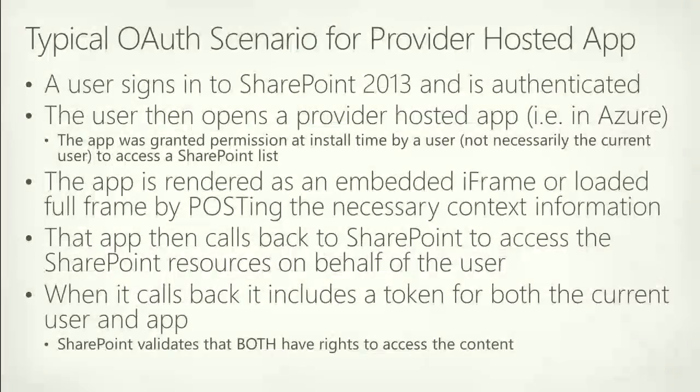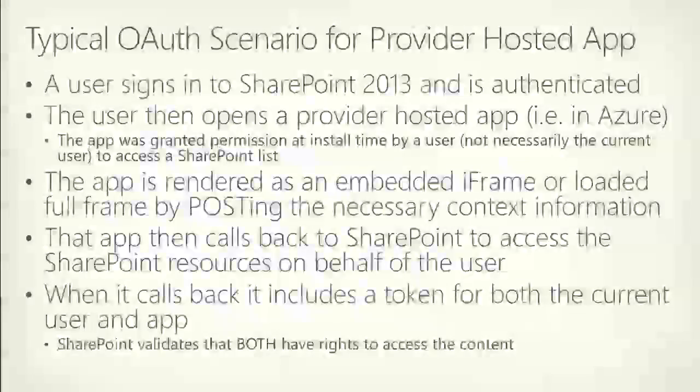So the typical scenario of how you would do this is the user would sign on, and they're going to be authenticated. And the user then opens up a hosted app, such as something that's hosted in Azure. When we install the app, it was granted permission at install time, again, through that do you trust this app dialogue, which is part of the OAuth. The app is then granted permission to use an embedded iframe. This iframe is typically hidden, and the iframe is then going to be used to render the data from the remote resource, and that remote resource then will need to call back into SharePoint to access data.